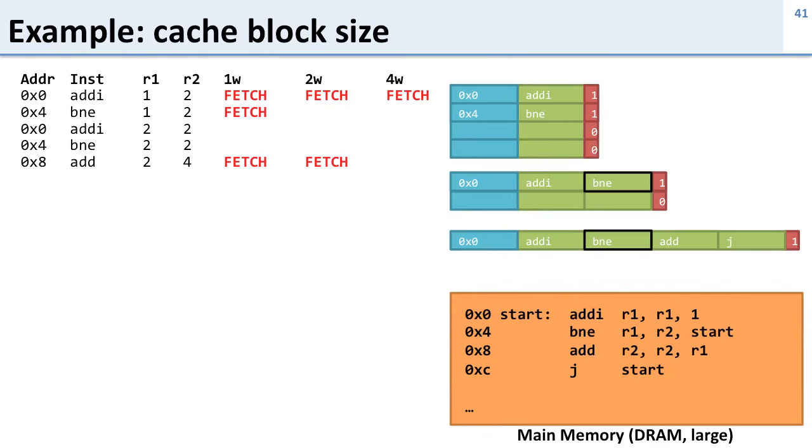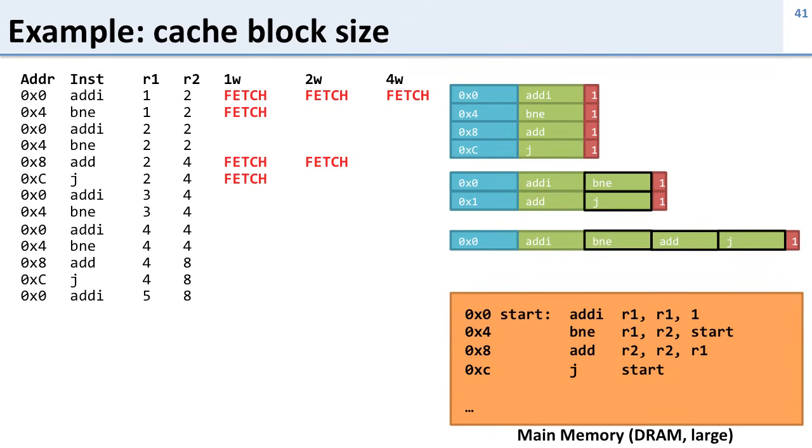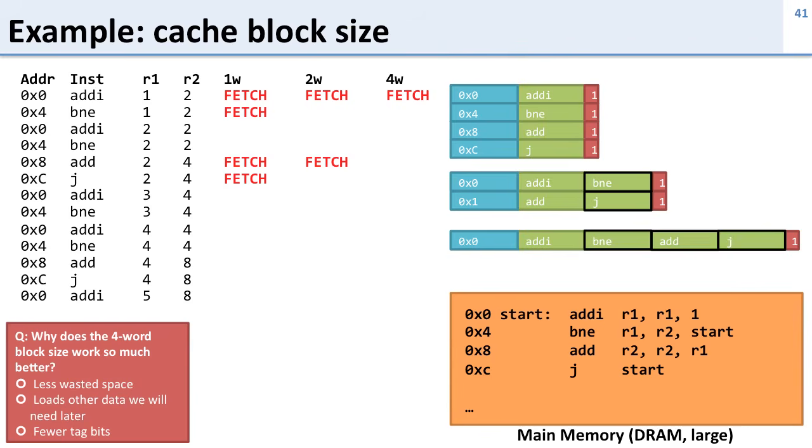But now we go on to the add instruction. And now here, the 1 word and 2 word per block caches are going to have to fetch the data because they don't have it. But the 4 word per block cache already does have it. Then finally we go on to jump, and the 1 word per block cache is going to have to fetch that, whereas the other 2 already have the instruction. And at this point, all of the caches have all of the instructions, so they can just execute. So why does the 4-word block size work so much better than the other ones?